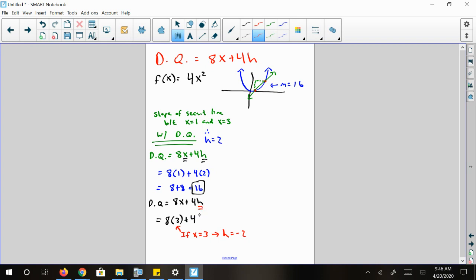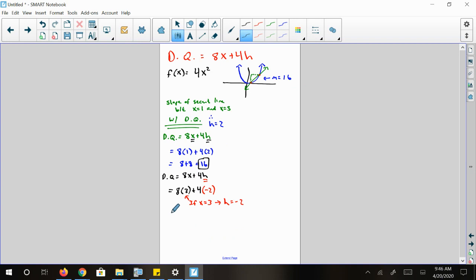Okay, but no worries if you think about this and do the math. 8 times 3 is 24, and 4 times -2 is -8. 24 minus 8, once again, we get a slope of 16 for that line.